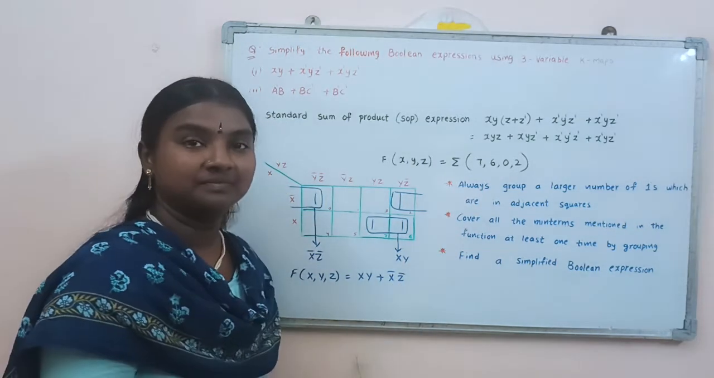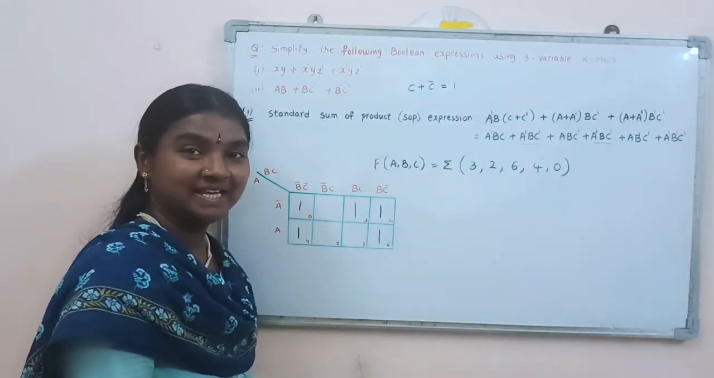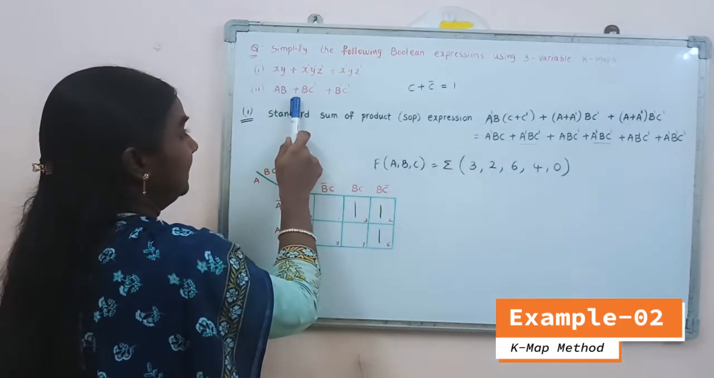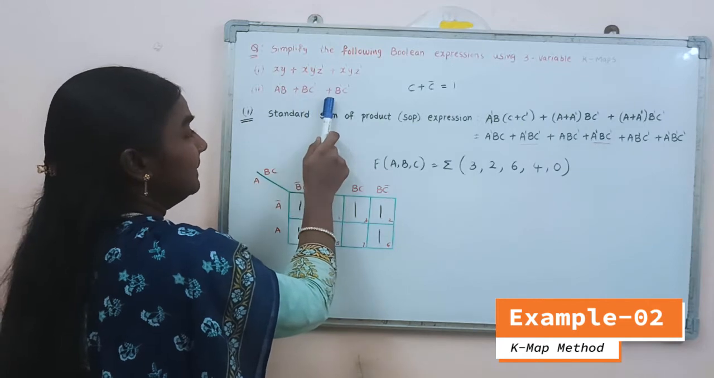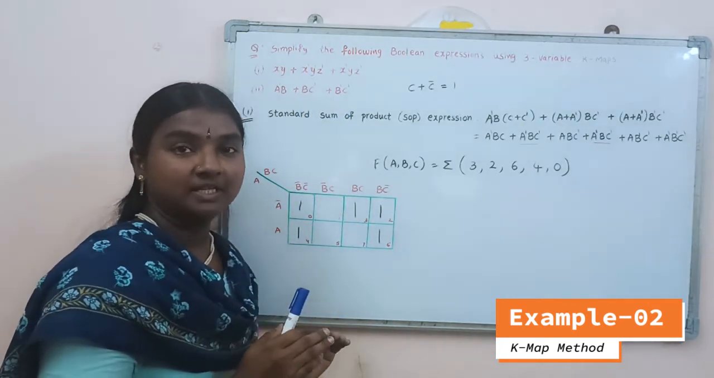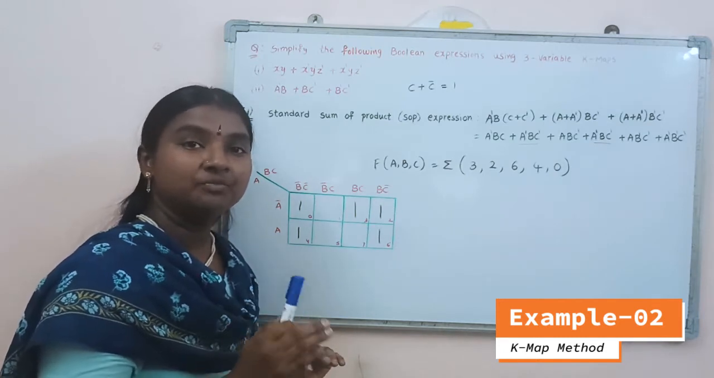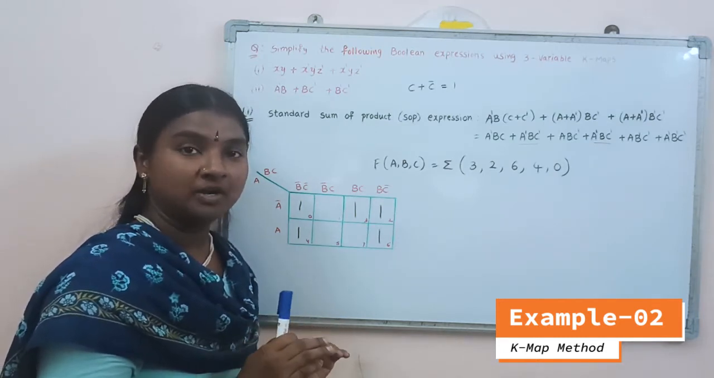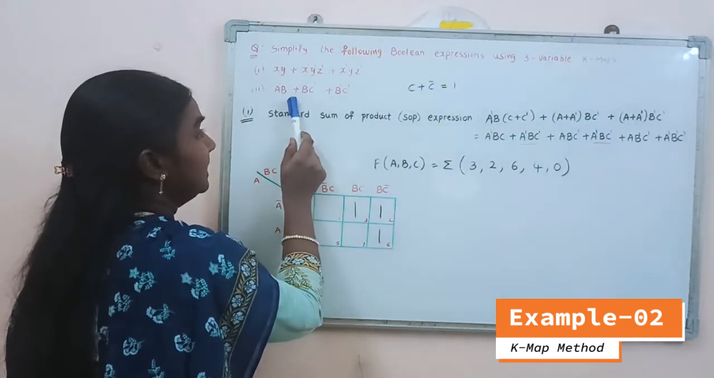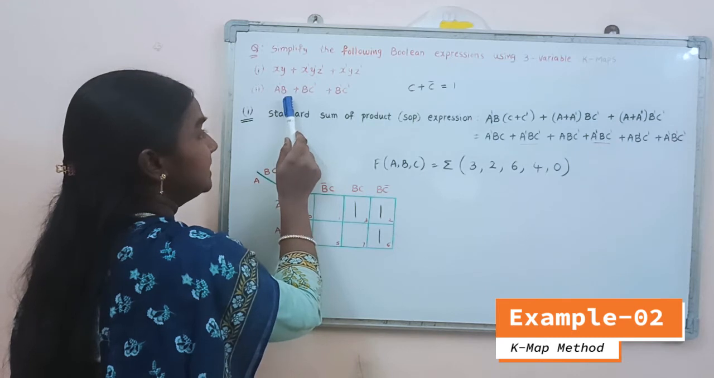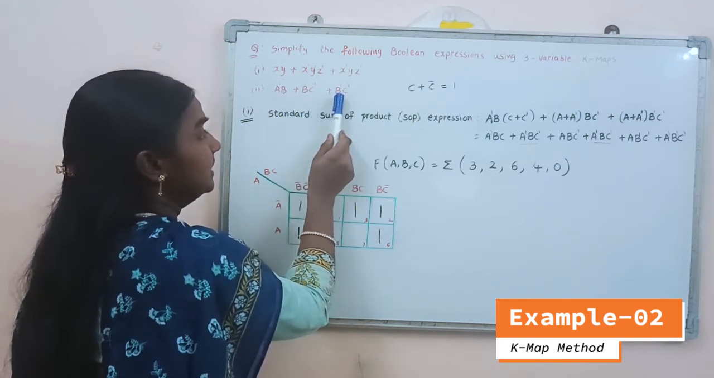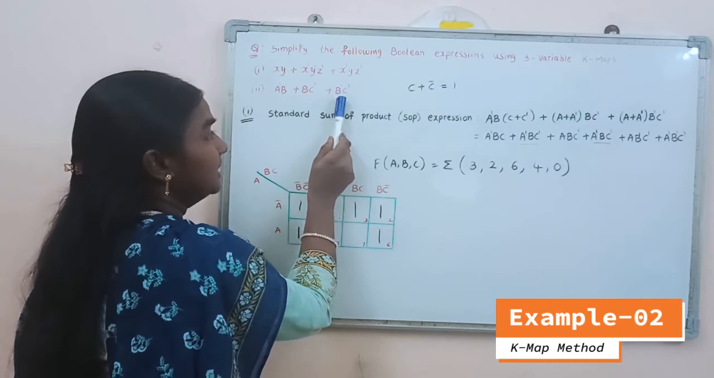Now we will see the second example. Here is the question: a bar and b plus b and c bar plus b bar and c bar. Now this given expression is not in a standard form. Firstly, we need to find the standard sum of product expression. For that, if we observe the given expression, in the first product term c variable is missing, in the second product term a variable is missing, and in the third product term a variable is missing.